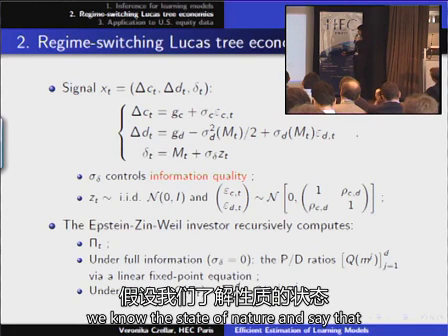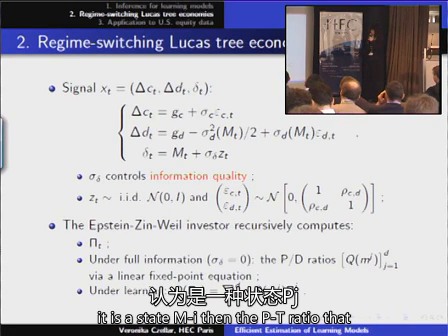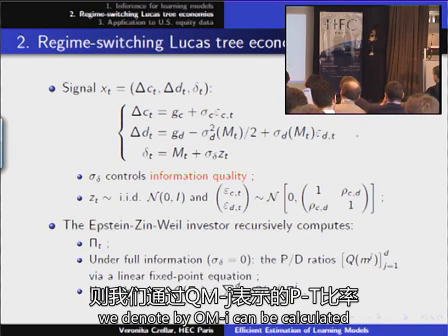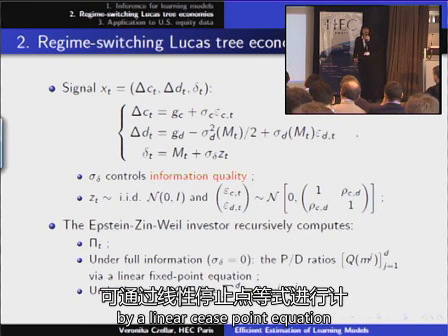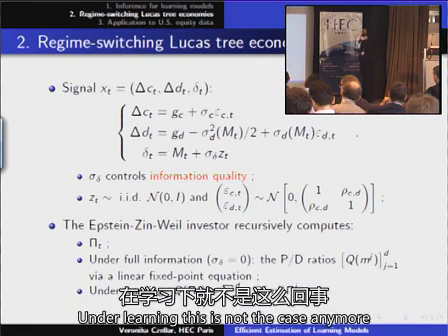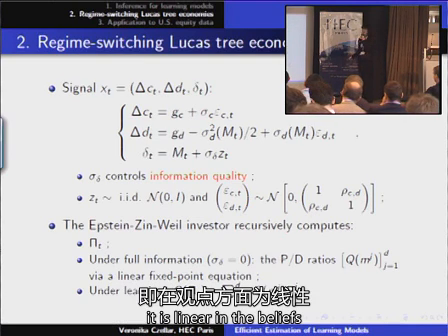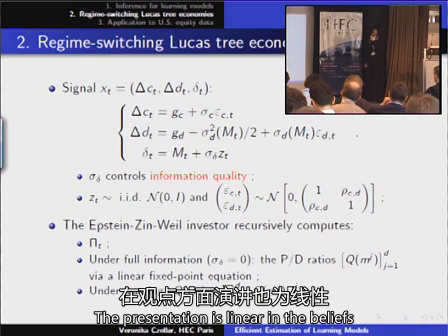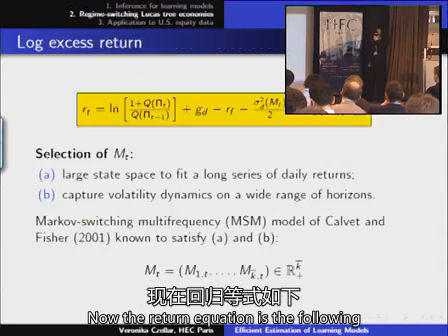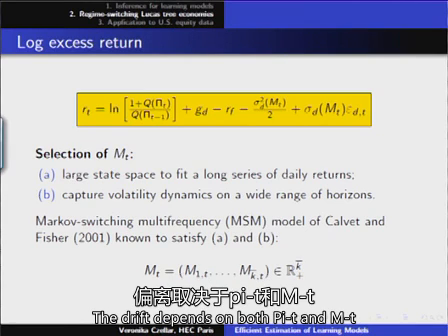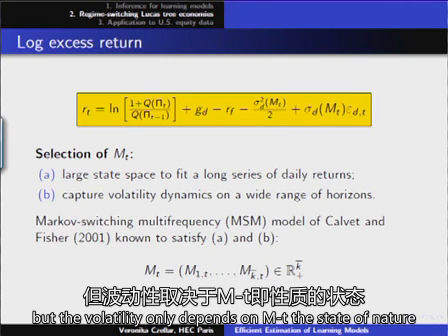Suppose that we know the state of nature, say that it's the state mj. Then the PD ratios that we denote by qmj can be calculated via a linear fixed point equation. Under learning, this is not the case anymore: the price-dividend ratio is linear in the beliefs. Now the log SS return equation is the following. The drift depends on both pi t and mt, but the volatility only depends on mt, the state of nature.